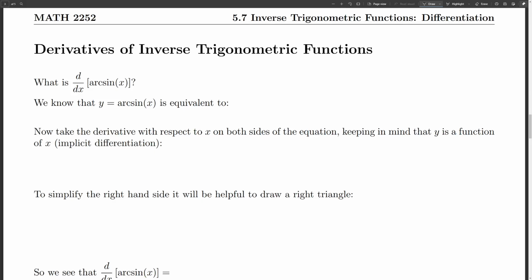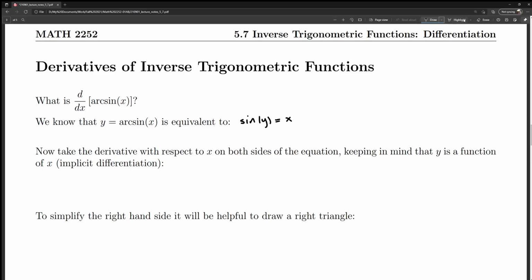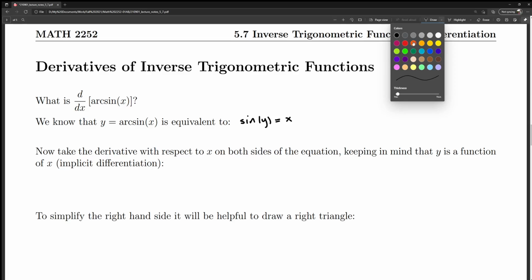So we're now ready to tackle the derivatives of inverse trigonometric functions, and we will first focus on the derivative of arcsine of x. Now, we know that y equals arcsine of x is equivalent to sine of y equals x.